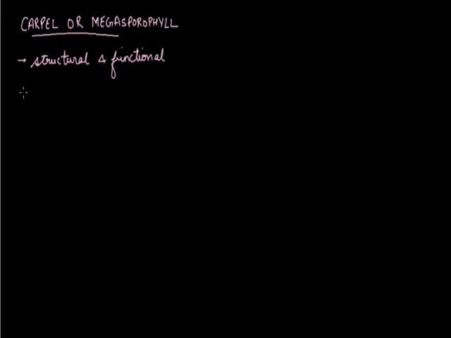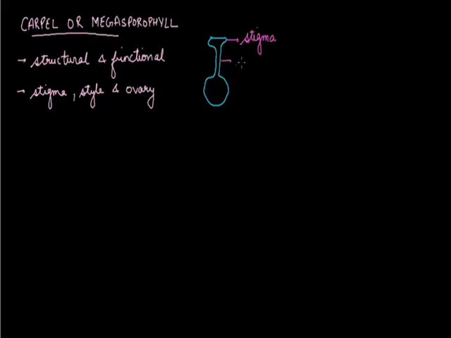When we talk about the carpel, it is divided into three parts. It contains stigma, style and ovary. When we see the structure, this is the stigma, this is the style, and this swollen part is known as the ovary. This is the basic structure.